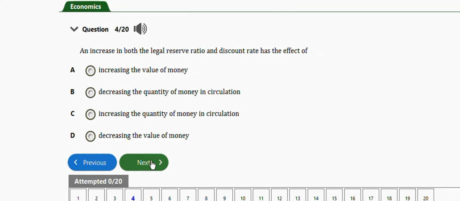The next question is this one. It says, an increase in both the legal reserve ratio and discount rate has the effect of increasing the value of money, decreasing the quantity of money in circulation, increasing the quantity of money in circulation, decreasing the value of money. So guys, the right answer to this question will be decreasing the quantity of money in circulation. Okay, so that will be the answer to this question, option B.